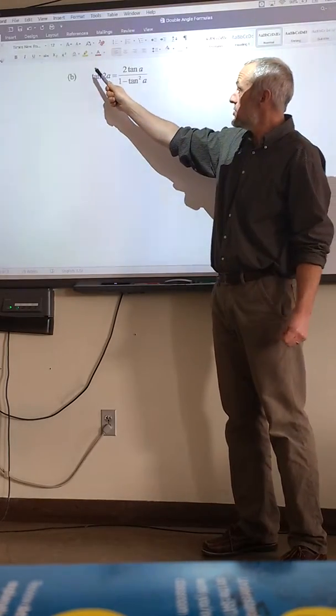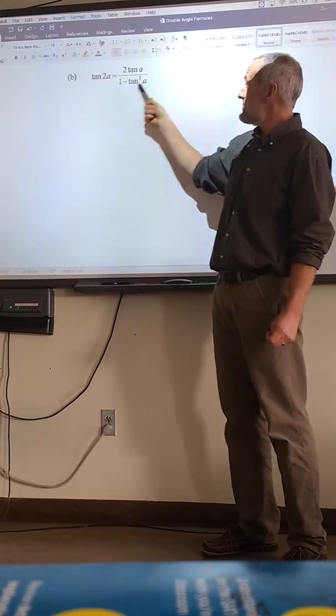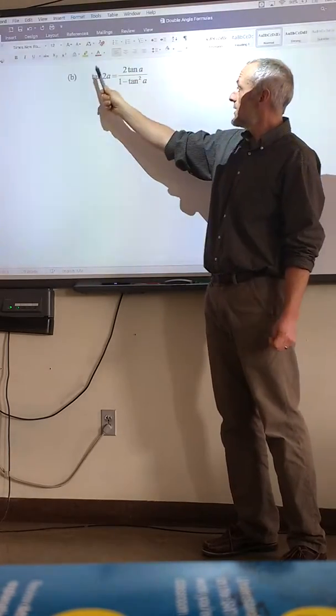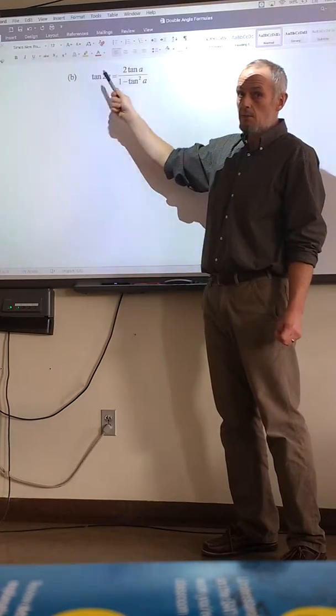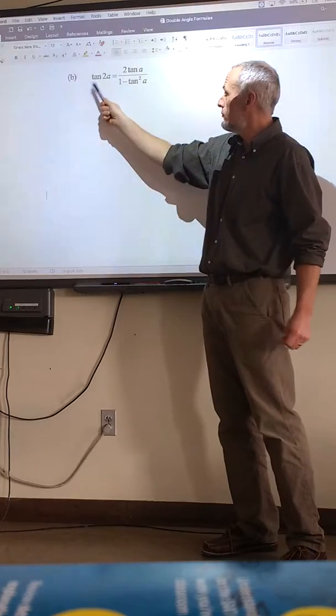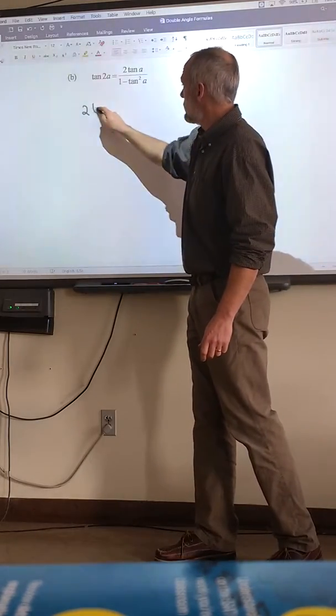Well, I know that tangent is sine over cosine. So what I'm going to try to do is make this side look like the sine of 2a over the cosine of 2a. And I'm going to have my eye out for those two formulas as I work on this side. So I'm going to start on the right here.